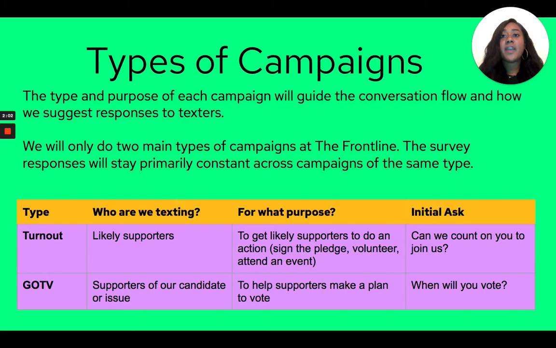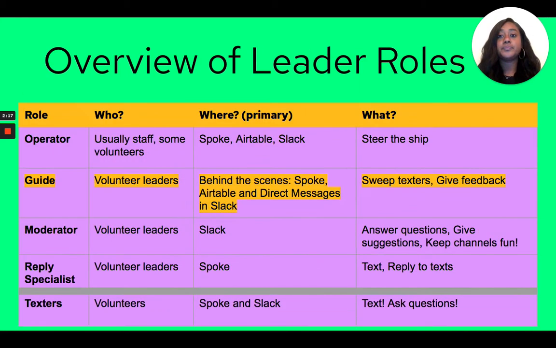For both types of campaigns, we'll usually be texting people who we either predict will support us or have previously identified as supporters. It is important to keep the campaign type in mind as it will ground you when thinking about how texters should be handling their conversations with voters.